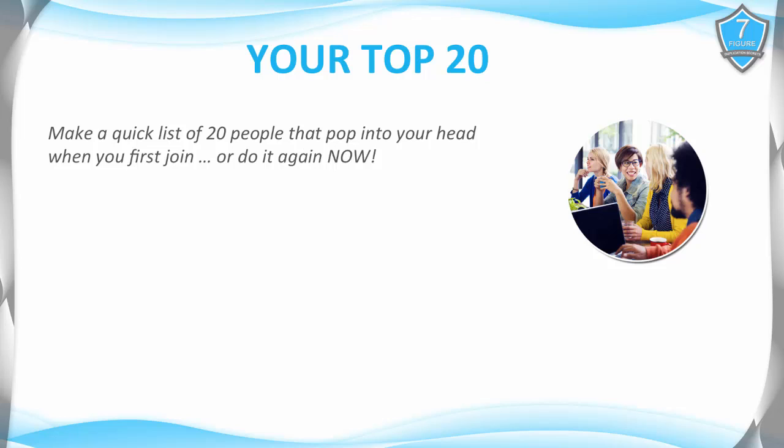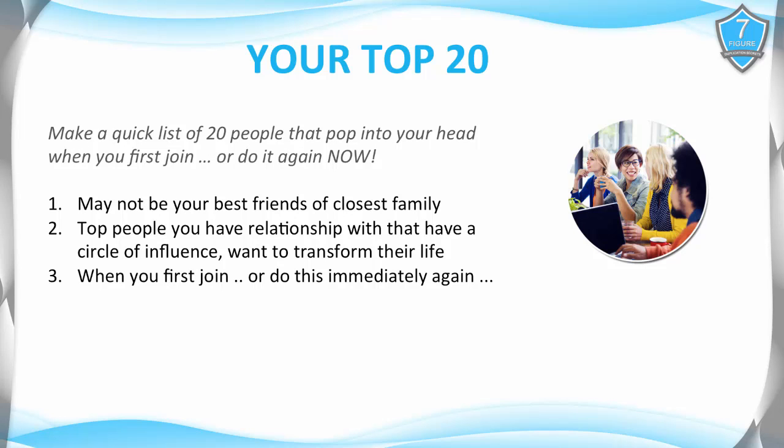Now, first of all, when somebody first joins our business, we make a list of the top 20 people with them. Or if you haven't done this already, make a quick list of 20 people that pop into your head right now that you haven't already approached and who are ready to transform their lives. These people may not be your best friends and closest family, but they are the top people you already have an existing relationship with, who also have a circle of influence and want to transform their lives, right? And we talked a little bit about a few questions that you can ask yourself to create a list of top 20 in a previous video.